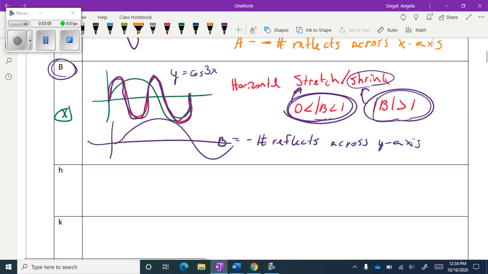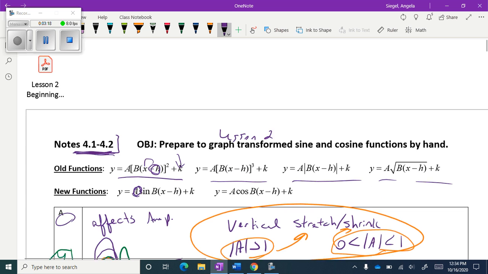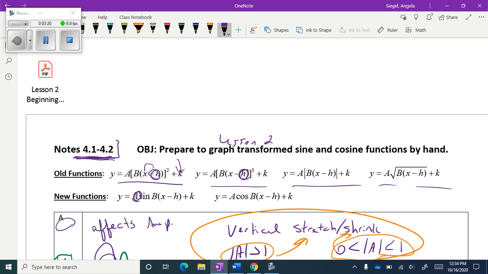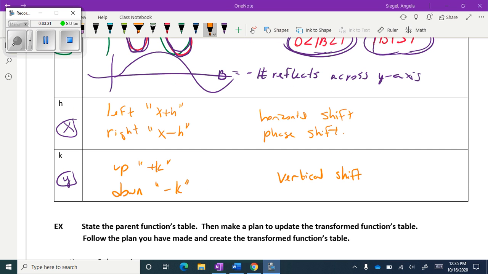Okay, the next thing I want to talk about that we have not talked about yet is H and K. H is going to affect your X values, and K is going to affect your Y values. So let's go back. We are familiar with this with other functions. So these are those X's or H's and K's. The H applied to the X moves left, right, and the K moves up and down. So that's what we're going to talk about here.